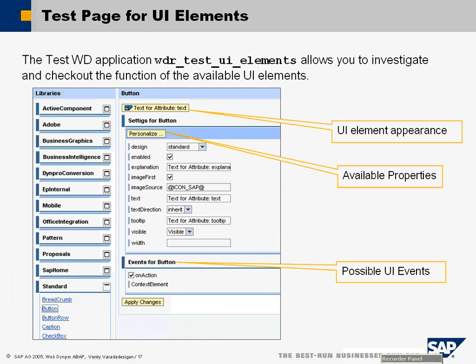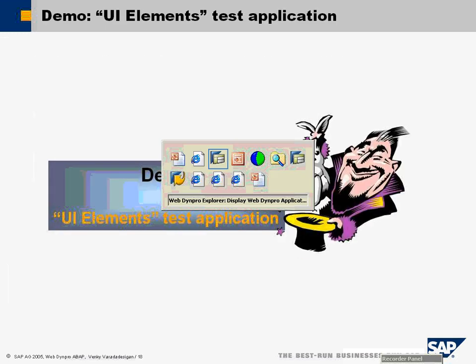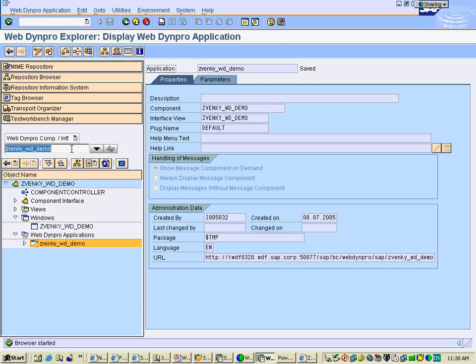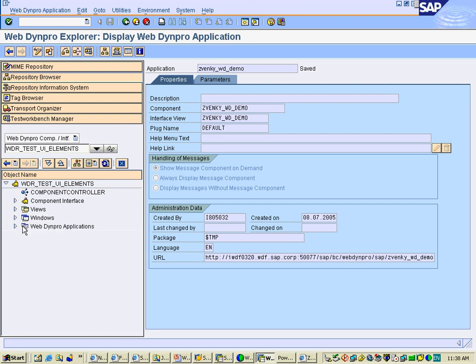If you are not very familiar with the Web Dynpro UI element, this is a good place to start. You can check out what is available and how to handle different UI elements. Let's take a look at it. That's going to be a very short demo of the test application for UI elements. It comes standard out of the box. Nobody has to develop or install anything extra. It's called WDR Test UI Element.